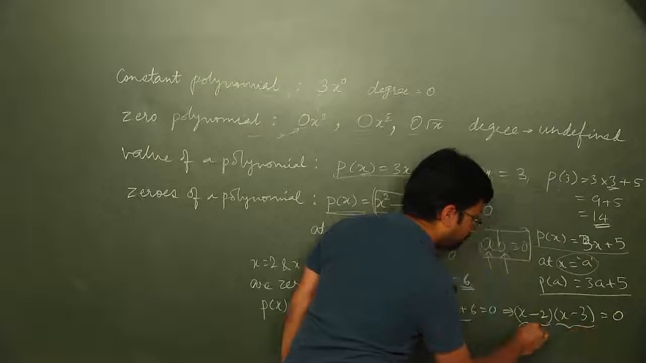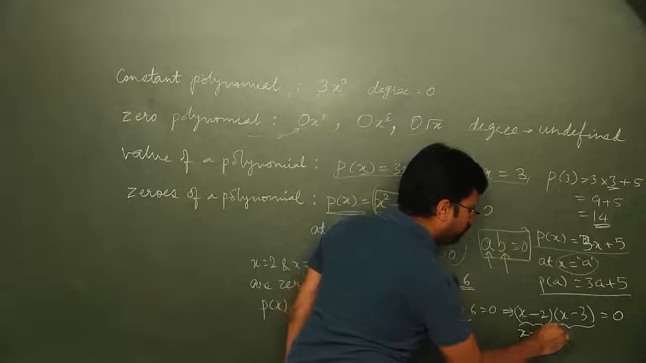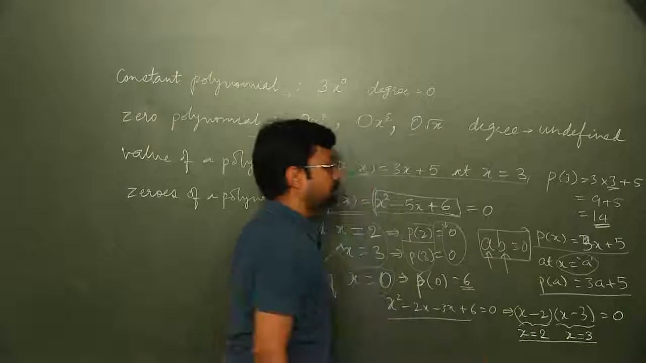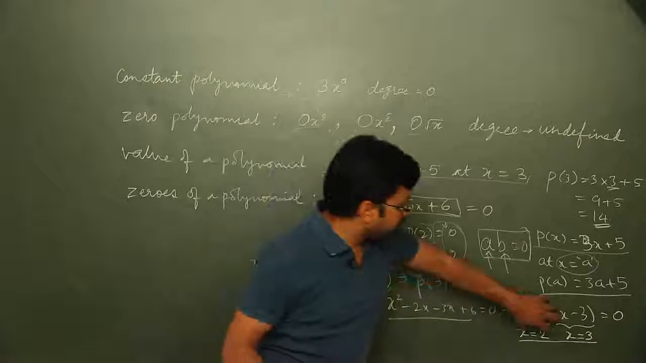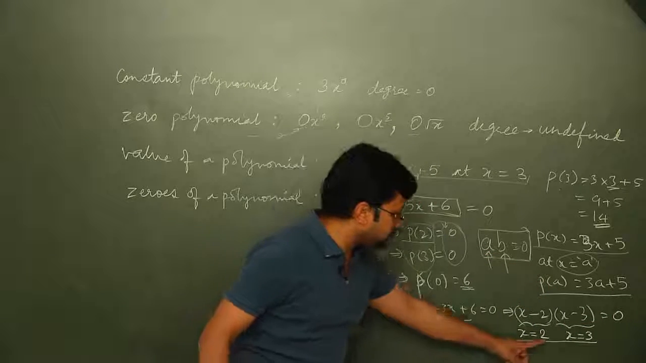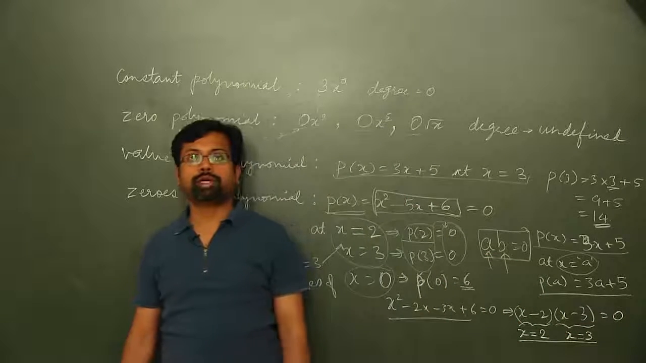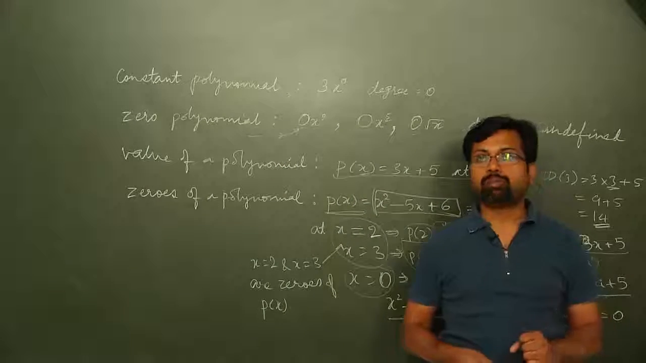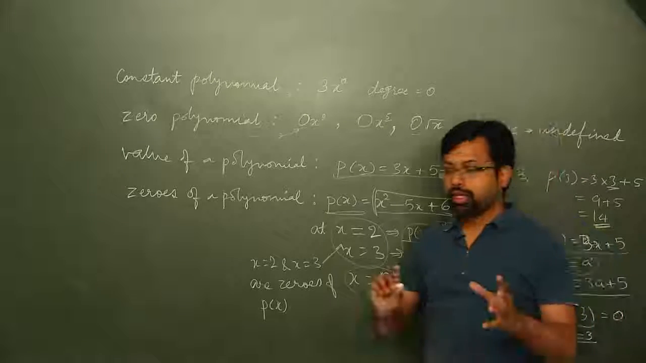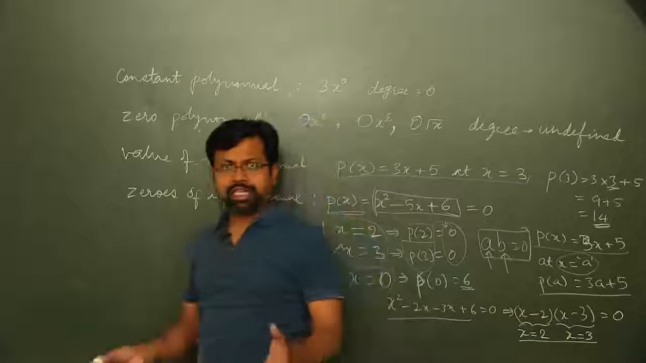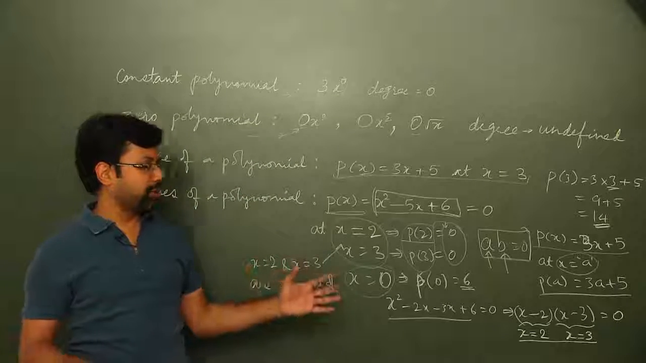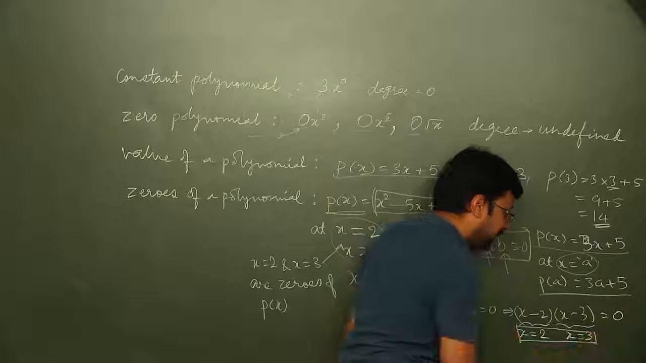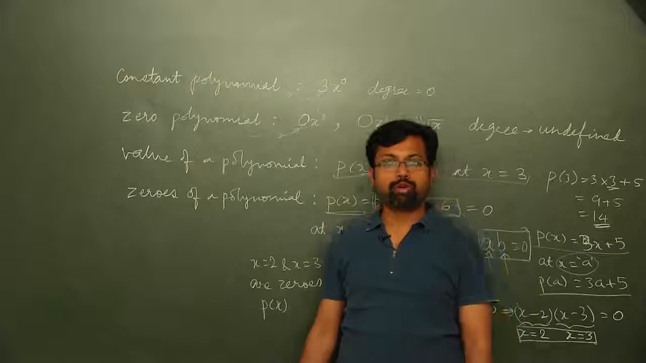Either this is 0, which means x equal to 2, or this is 0, which would mean x equal to 3. So for values x equal to 2 and x equal to 3, this number is going to be 0. Hence x equal to 2 and x equal to 3 are going to become the zeros of the polynomial. So this is how you find out the zeros of a polynomial. You have to take the given polynomial, equate it to 0, factorize it or find the values of x for which the given equation will become 0. And the values of x thus obtained would be called the zeros of the polynomial.